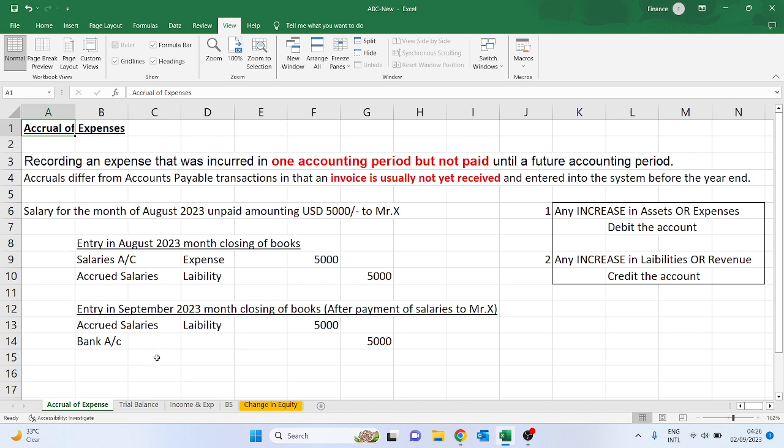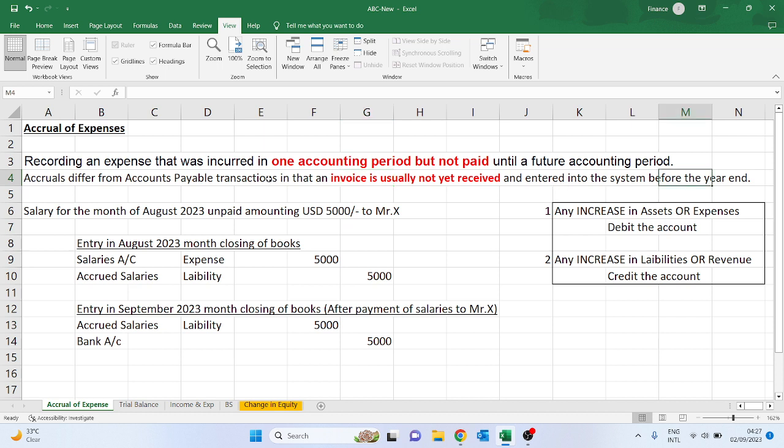What is accrual? Accrual means something is due but not yet paid. So in that sense, let us look into the lecture, the textbook readings. Recording of an expense that was incurred in one accounting period but not paid until a future accounting period. Accruals differ from accounts payable transactions in that an invoice is usually not yet received and entered into the system before the year end or month end, whatever.